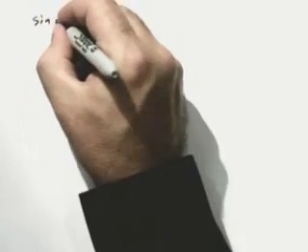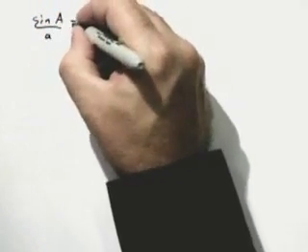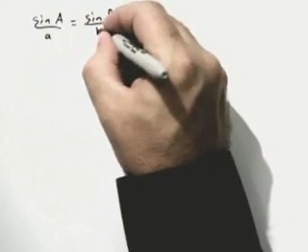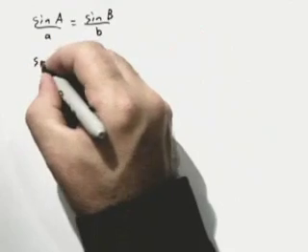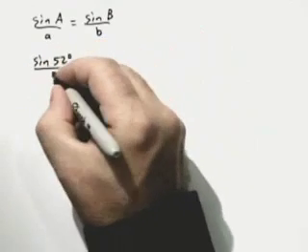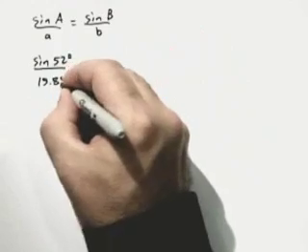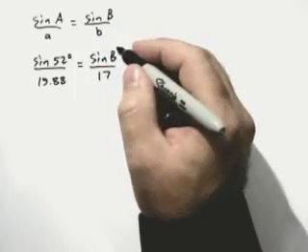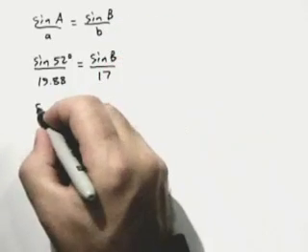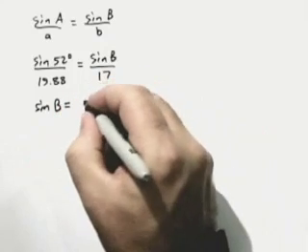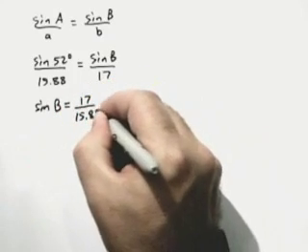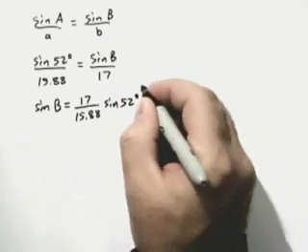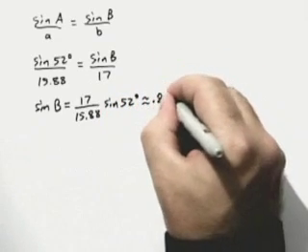Next, we'll use the law of sines to find the angle B. The law of sines is sine of angle A over the length of side A is equal to the sine of angle B over the length of side B. So we can say the sine of 52 degrees over 15.88, which is the value we found for A, is equal to the sine of B over 17, which is the length of side B. This gives us the sine of B is equal to 17 over 15.88 times the sine of 52 degrees, which is approximately 0.844.